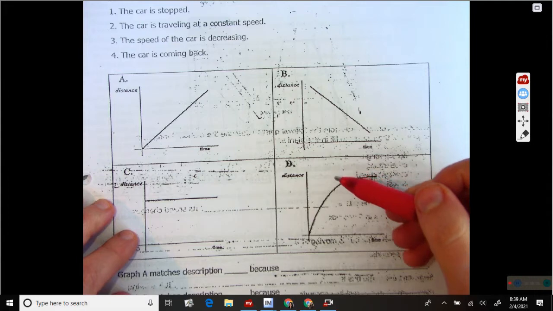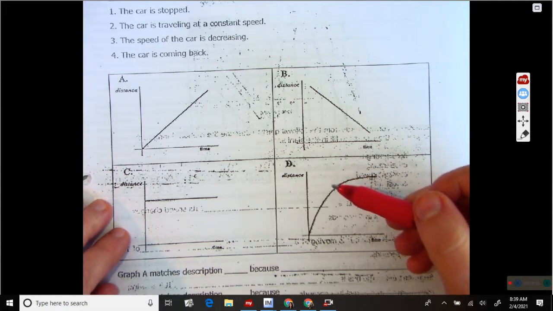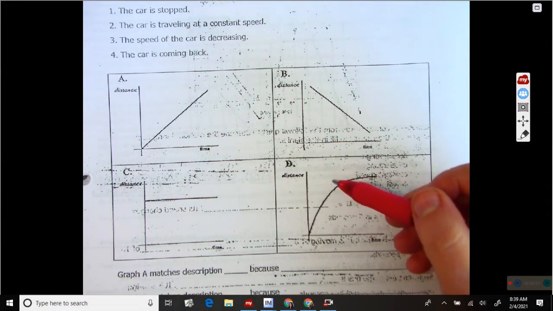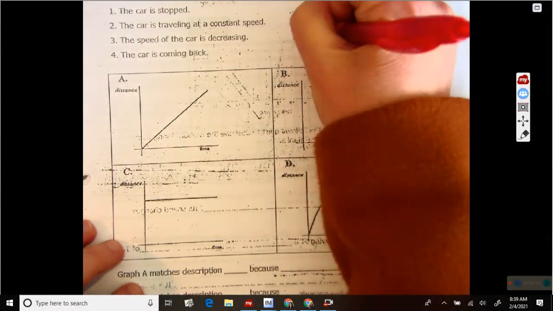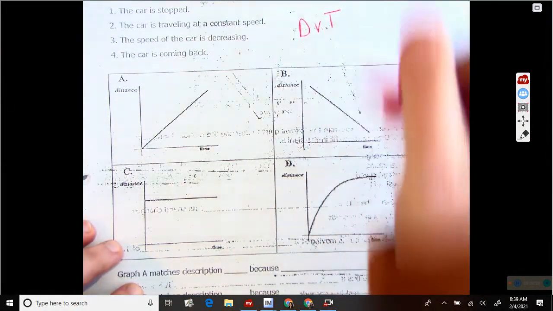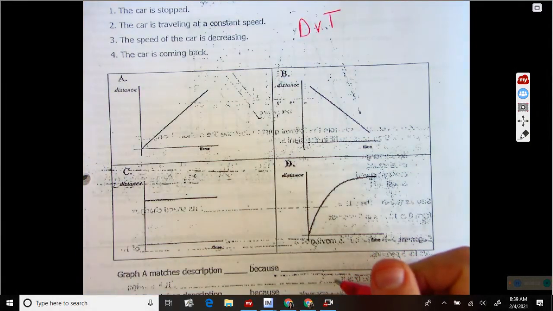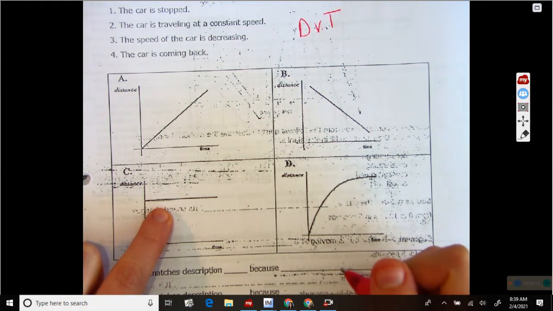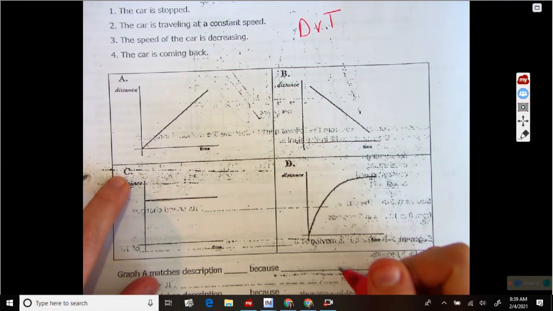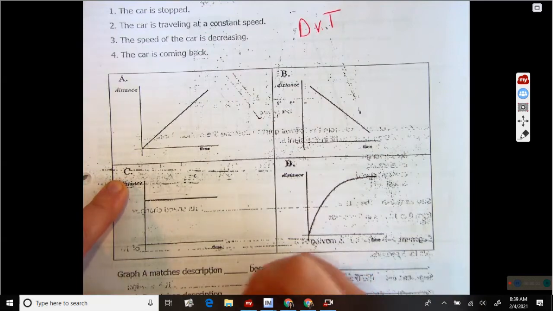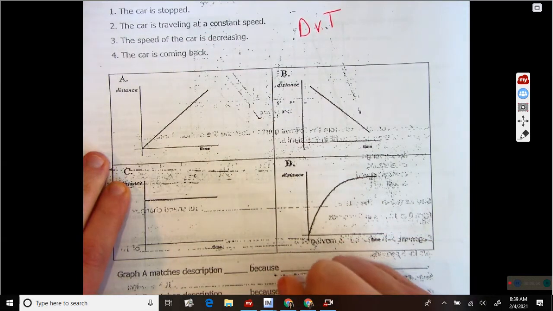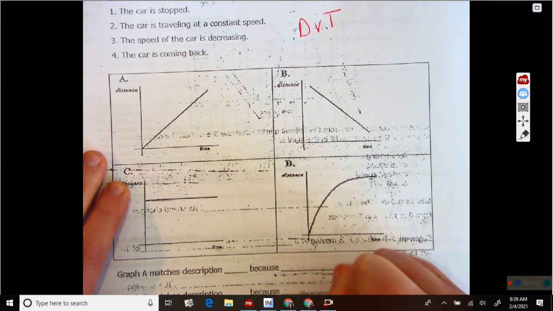They're all distance versus time. So you have to think about where your distance versus time would go. So up at the top, I just always like to write distance versus time so I don't get confused and think it's speed. So we know the flat line, if no distance is being covered, we know that means this car is stopped. So C is going to match number 1. So graph C matches 1 because no change in distance.